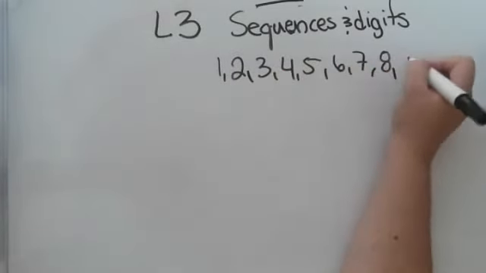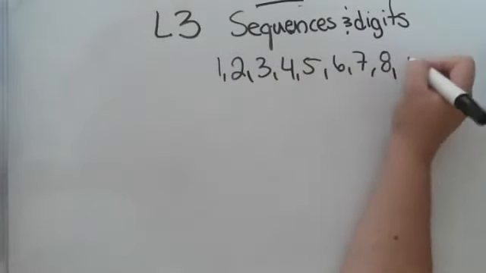Okay, so if I'm saying number 1, that is made up of one digit, the digit 1. If I'm saying the number 24, it is made up of two digits, the digit 2 and the digit 4. Now, if you notice, I didn't put 0 up there.